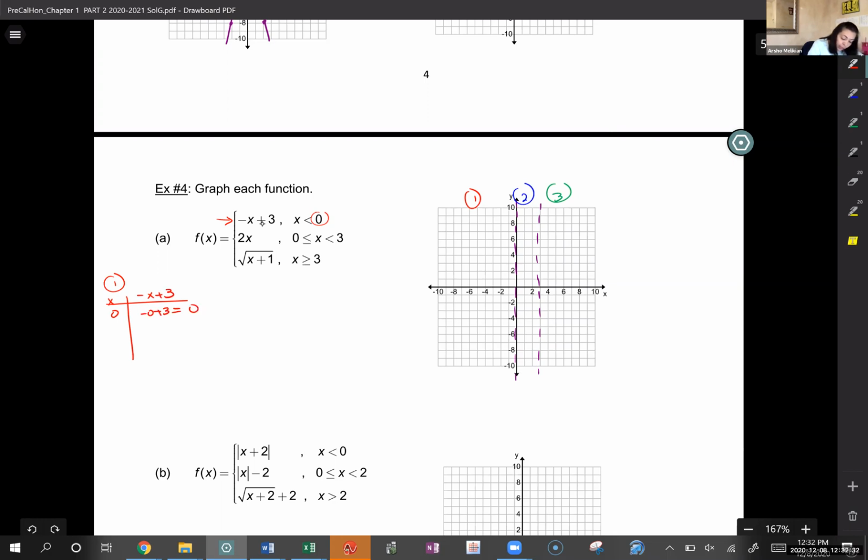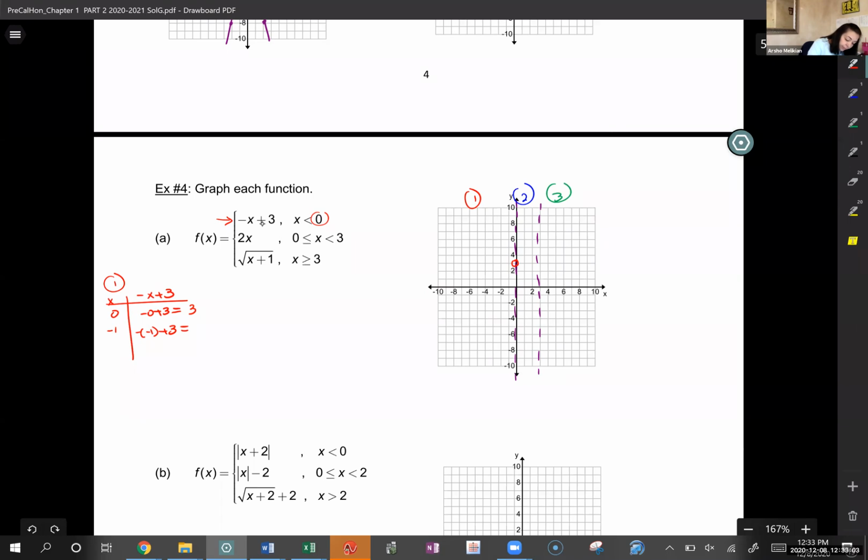And you get 3. Sorry, 3. And that's an open circle. So at 0 and 3, I put an open circle. Okay, now I need to graph in that region -x plus 3. Again, it's up to you how you want to graph it. It's a linear equation. So you want to pick another point? Sure, let's pick another point in that domain. So we pick -1.